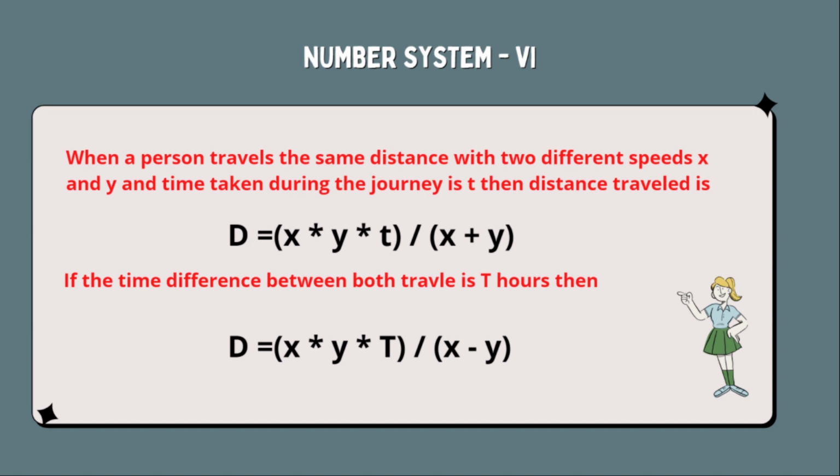Similarly, if it is given that the time difference between both the travels is t hours, then D equals x into y into t divided by x minus y. The second one will be more clear when we discuss a question. So let's discuss some problems first.